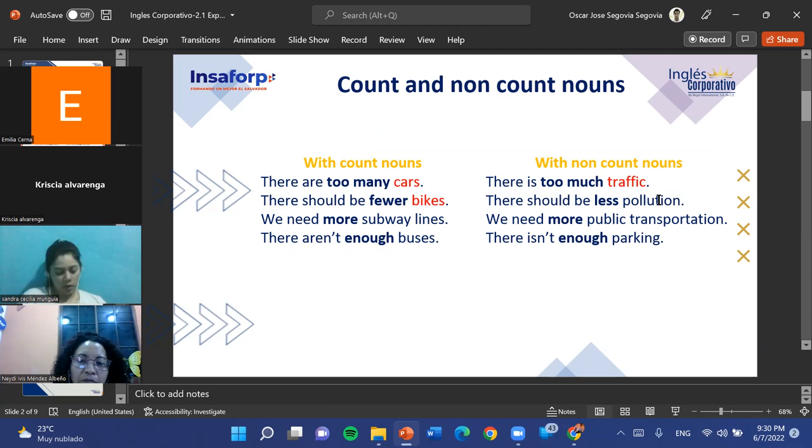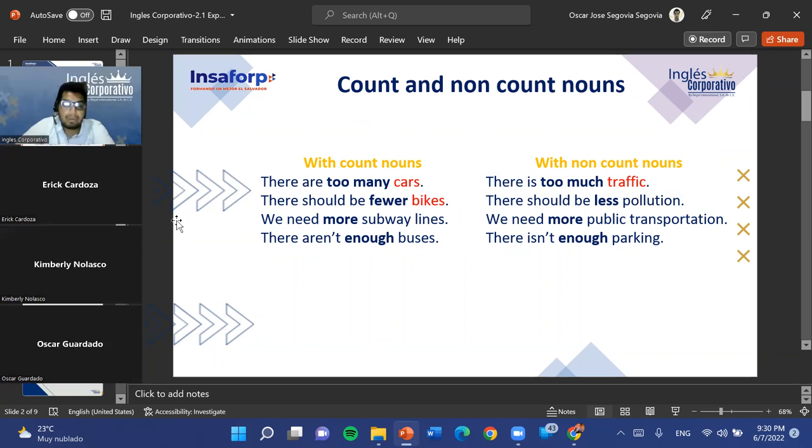El ejemplo de las non-countable va a ser there should be less pollution. There should be less pollution. Of course, it is something that we see as a counterpart, having bikes or having any kind of vehicle, burning gas or gasoline is of course going to have an effect on the pollution. ¿Sí? What is pollution? Ahorita, justo eso iba a mencionar. So, having cars burning gasoline is going to have an effect on the pollution in our air.